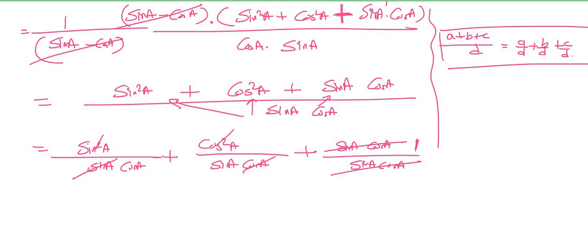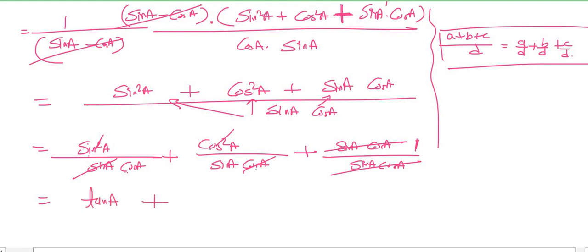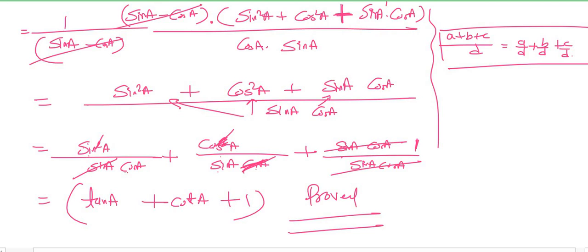Slowly you try to solve it. What is left here is sin by cos only. What is left here? Sin by cos, which is tan A. What is left here is cos by sin, because 1 power of cos is cancelling. So cos by sin is cot A. And what is here is plus 1. So hence proved. Yes, we are done.